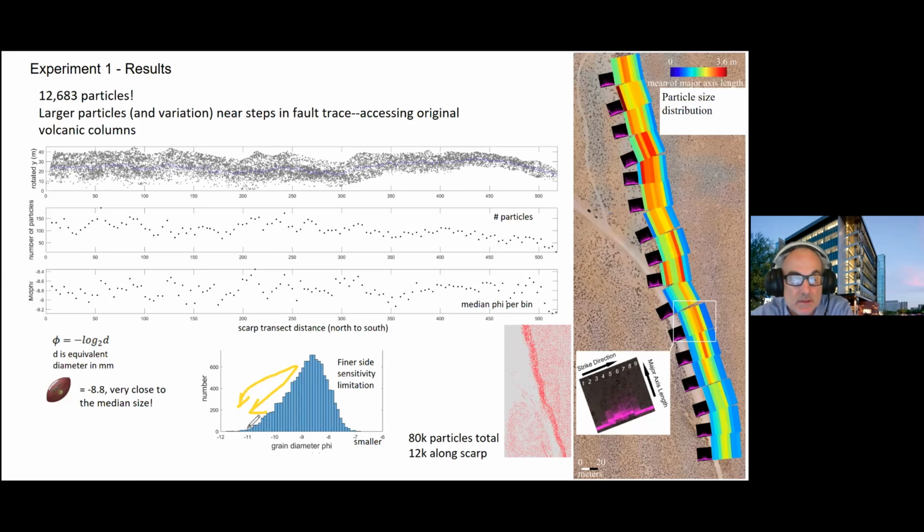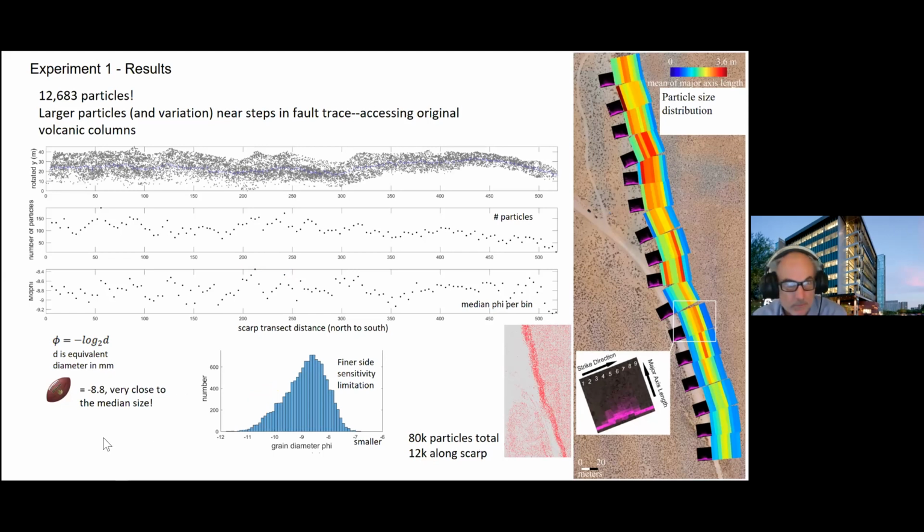And so what we see is the largest particles, which would be these large MD phis, are in places where the fault scarp is more complex. And so probably that's where we're accessing those original volcanic columns. This is exciting to me because, how would you count and study 12,000 rocks just along the scarp, or 80,000 total particles, which is what this little red map shows. So this granulometry is something we can maybe use to try to understand the processes on fault scarps better. And we're really just getting going.